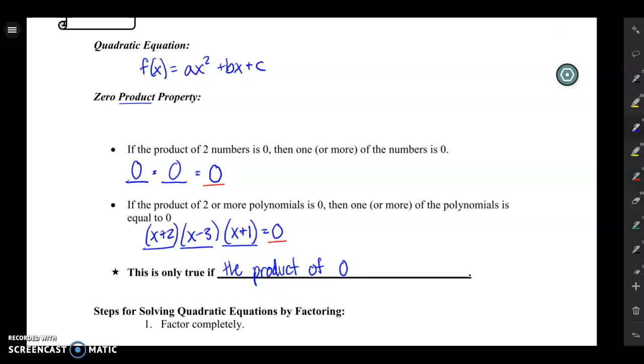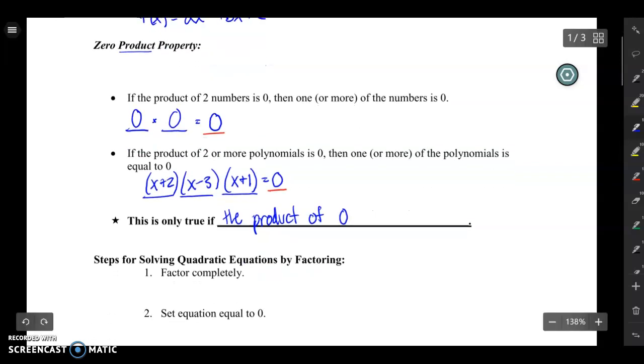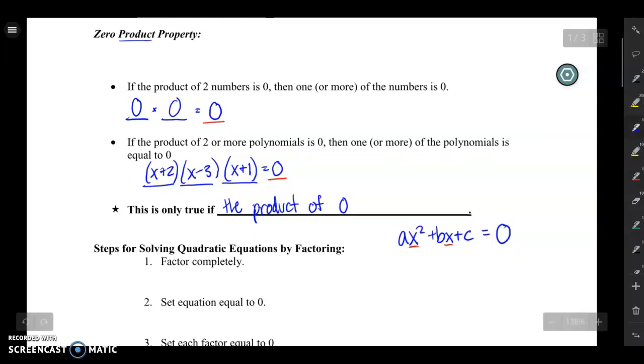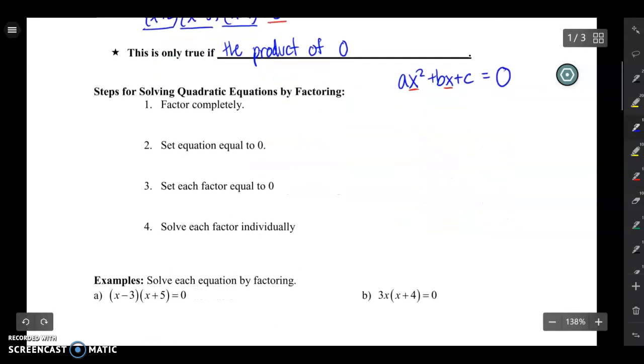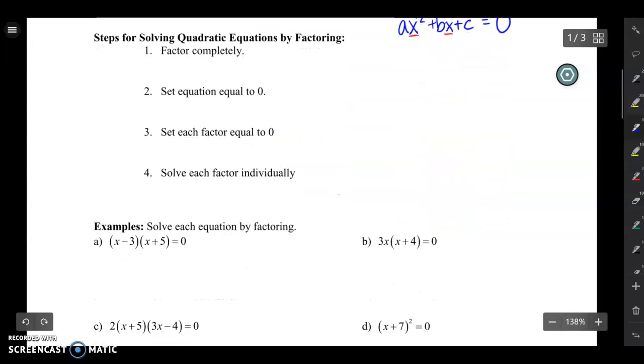Okay? So the nice thing about this is that whenever we're solving quadratics, it means that we're setting them equal to 0. So we're saying, let's take this quadratic equation that I have, and to solve it means set it equal to 0 and tell me which x values are going to give me 0. Okay? So what we're going to do is we are going to use the method of factoring to solve a quadratic. So there's 4 simple steps to solving a quadratic using factoring.